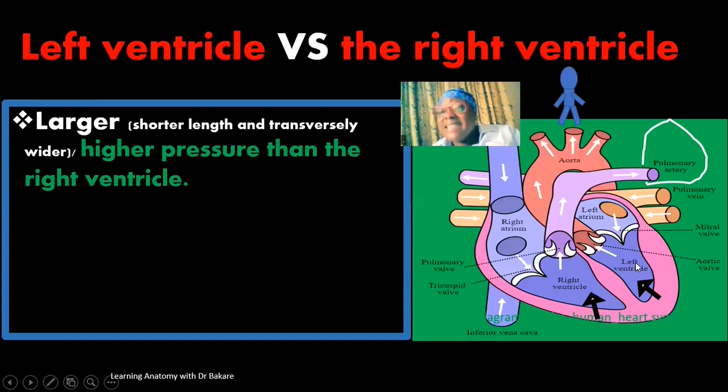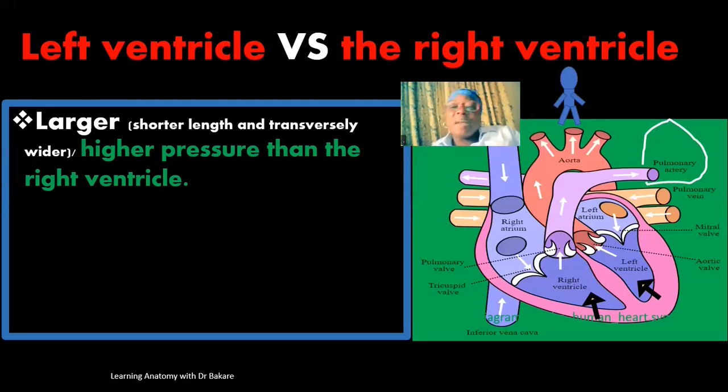The pressure that is needed to be exerted in the left ventricle will be more than what is needed in the right ventricle, because the left ventricle is servicing the different body organs through the aorta, while the right ventricle is just servicing the lungs by pumping deoxygenated blood through the pulmonary artery.